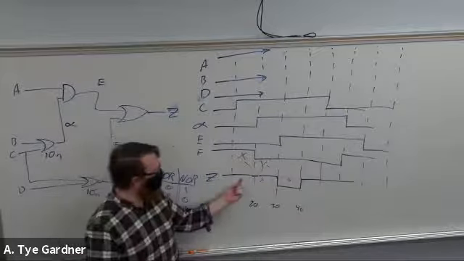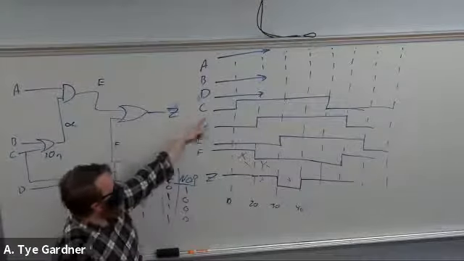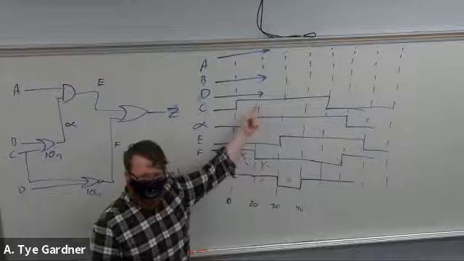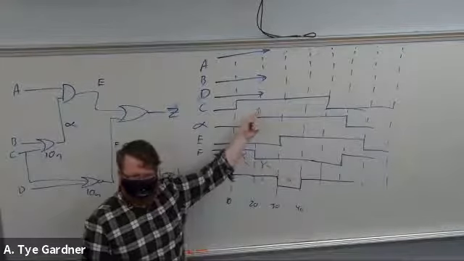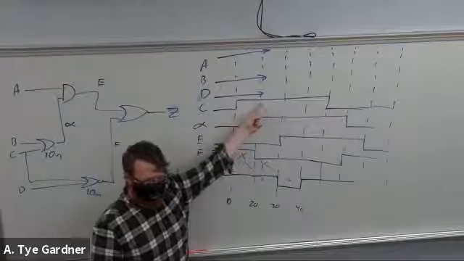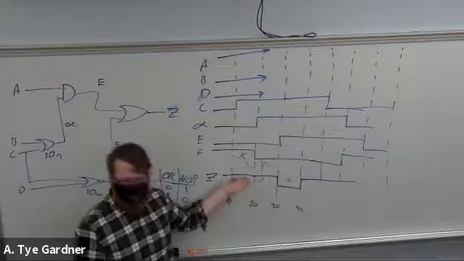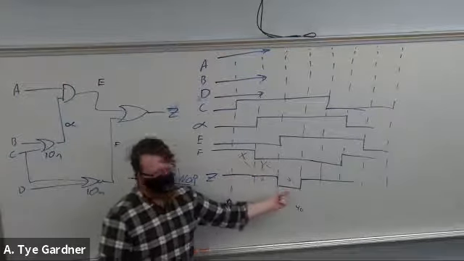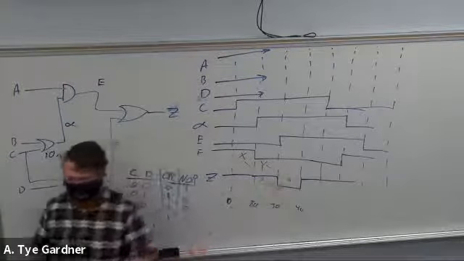Right? Because it was supposed to be 1. Whether C is 0 or 1 doesn't matter. For this prime circuit, if C is 0 or C is 1, the output is supposed to be 1. It's not, because of that transition, because of that hazard.